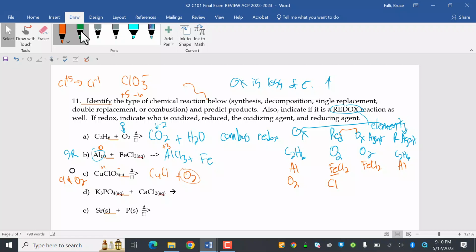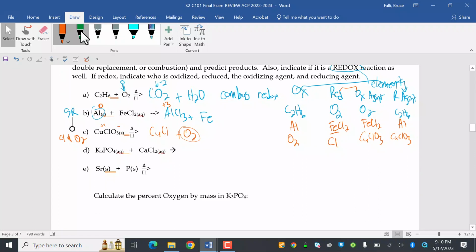Okay. Oxidizing agent, this is weird because it's both of them, because it's the whole thing. CuClO3 and CuClO3. So something that's both oxidized and reduced is rare, but absolutely does happen. It's amphi something I can't think of right now, but that's okay.